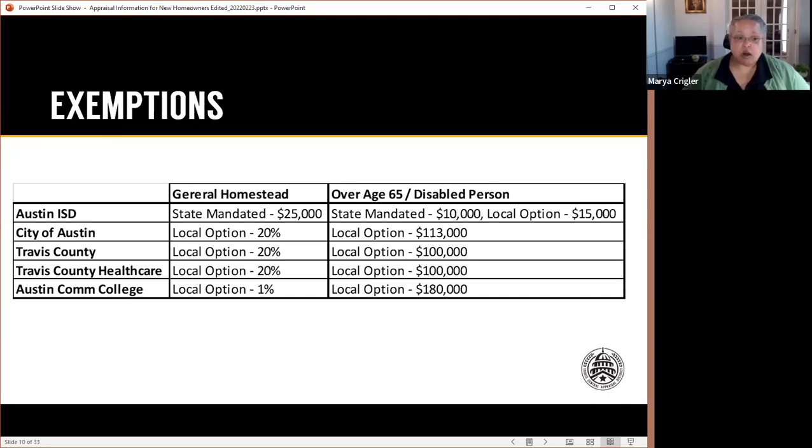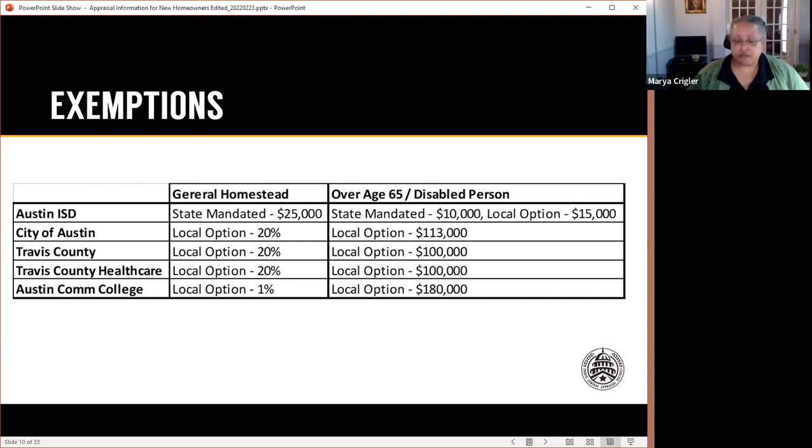So in this case, City of Austin grants $113,000 in exemption. Travis County and the healthcare district grant $100,000 in exemption. And Austin Community College grants $180,000 in exemption.